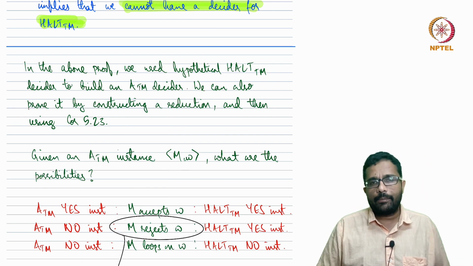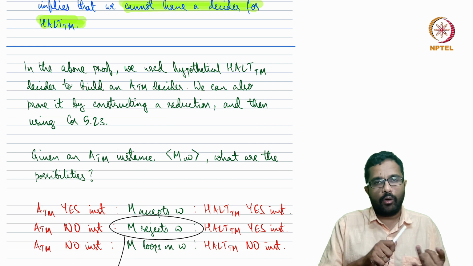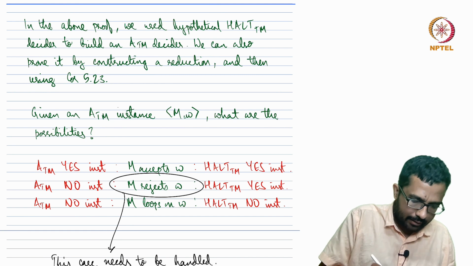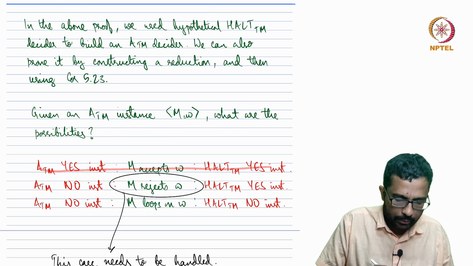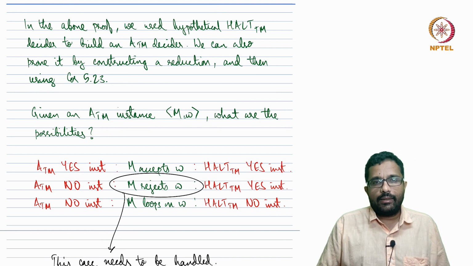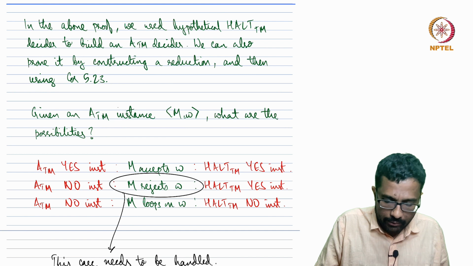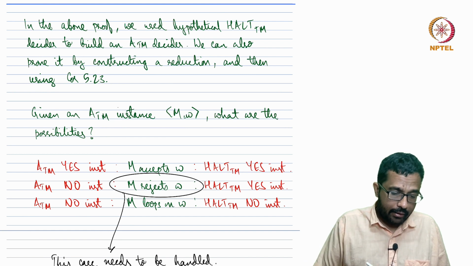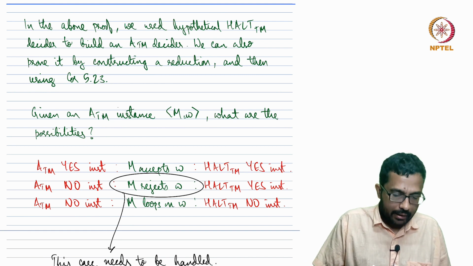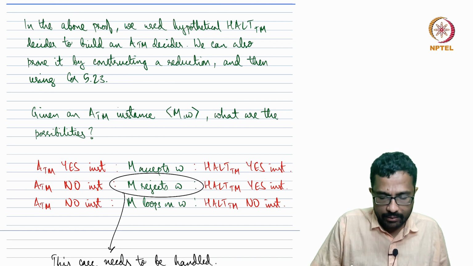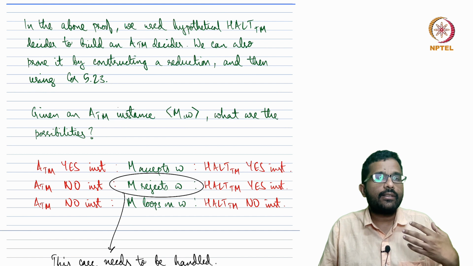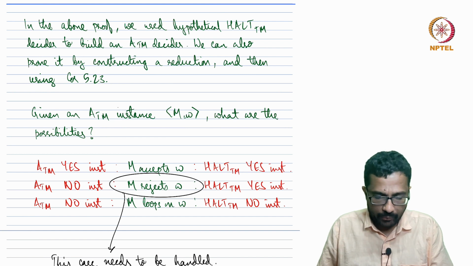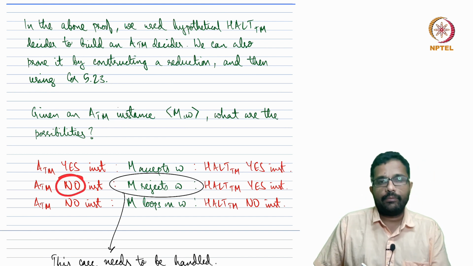Now what are the three possibilities? Either M accepts W, or M rejects W, or M loops on W. M accepts W is the first instance that is written here. M accepts W: it is a yes instance for ATM because M accepts W. It's also a yes instance for HALT-TM. If M rejects W, it is a no instance for ATM, but a yes instance for HALT-TM, because HALT-TM is just checking whether it halts or not. So rejection is also halt. So it's a yes instance for HALT-TM, but a no instance for ATM.